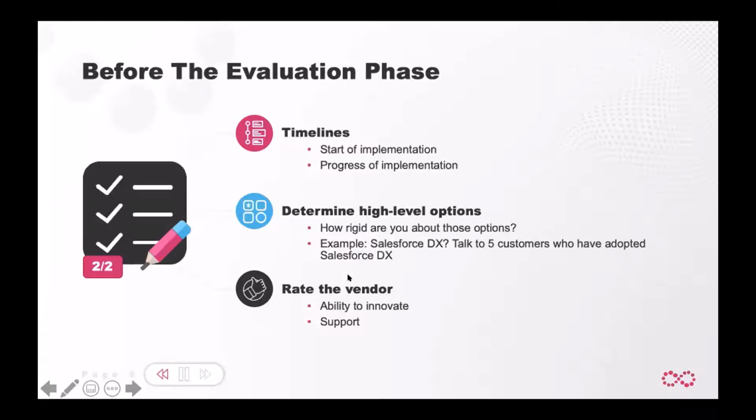I would also say, from a technology perspective, you should think about what high-level options you want to go with. For example, do you want to use Salesforce DX? If you want to use Salesforce DX, have you spoken to other customers who have adopted Salesforce DX? We recommend talking to customers who are the same size and have the same complexity of Salesforce implementation, so that you can use those particular technology options.